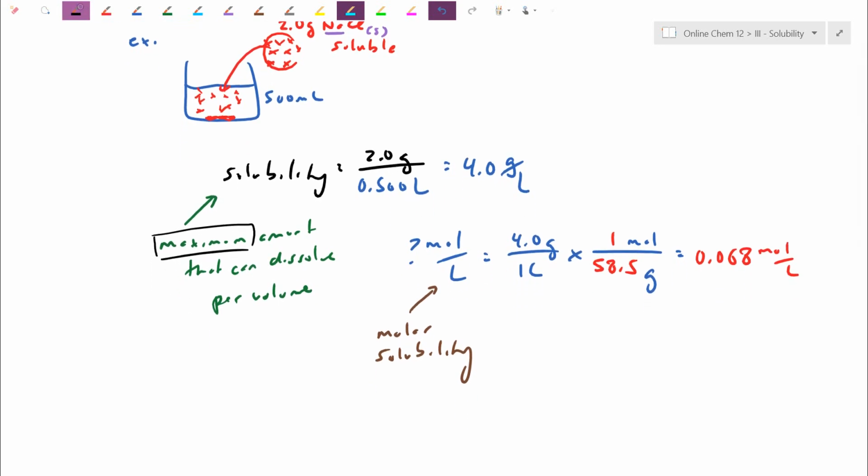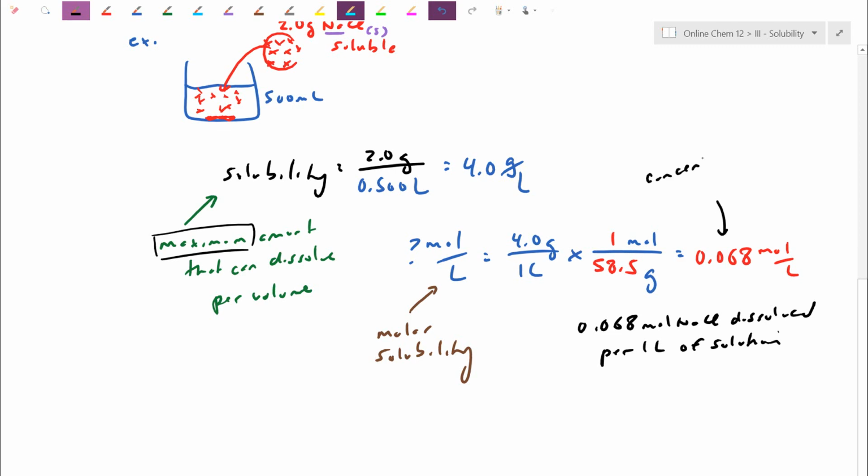So you can say in words, 0.068 moles of NaCl dissolved per 1 liter of solution. And if I then ask you, what's the concentration of the NaCl, you can also refer to this one here. So the concentration, how much have you managed to actually dissolve into liquid? The concentration is the same number, 0.068 molar.